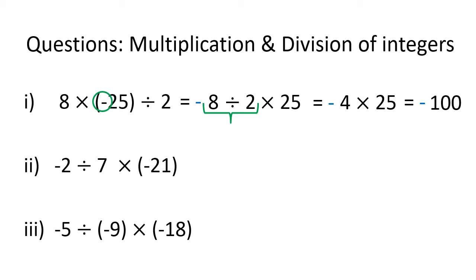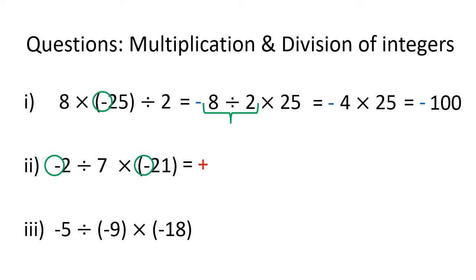The second question is -2 divided by 7 times -21. Let's find the sign first. There are two negatives, which is a double negative. So the answer will have the sign positive, and we can ignore all signs now. Now we have 2 divided by 7, but this is difficult to calculate.